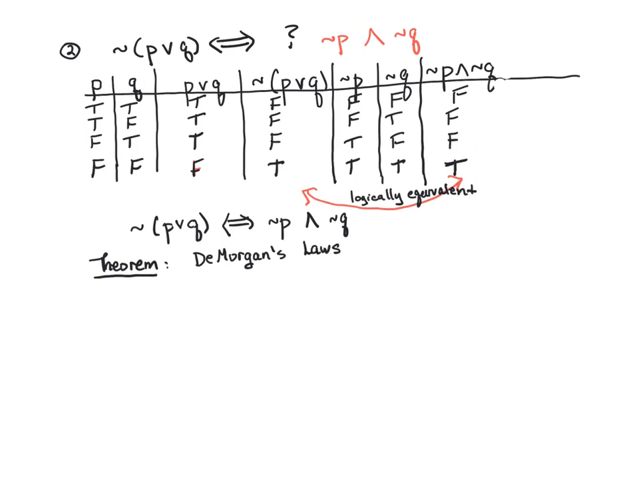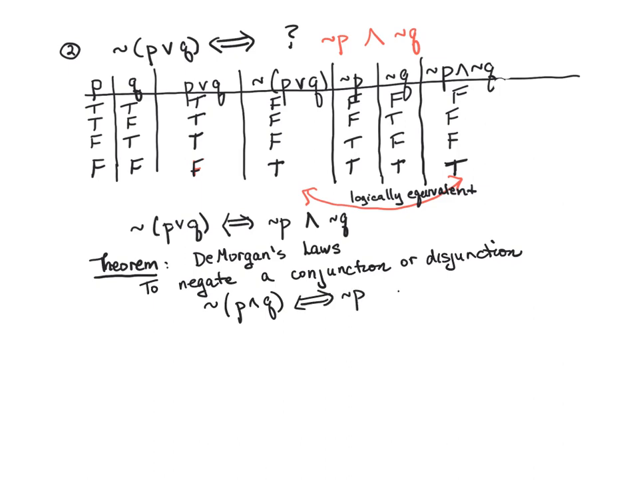And it talks about how to negate a conjunction of two statements or a disjunction. And it says, the negation of a conjunction, and note that we have to put parentheses around the conjunction because we're negating it, is logically equivalent to the negation of the simple statements, but the and becomes an or. And similarly, the negation of a disjunction, and again, parentheses around the disjunction, is logically equivalent to the negation of the simple statements, but the or becomes an and.